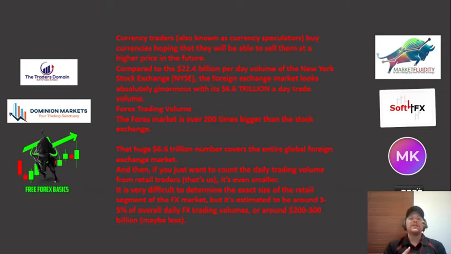So, compared to the $22.4 billion per day volume of the New York Stock Exchange, the Forex exchange market looks ginormous, with a $6.6 trillion per day volume. When I started it was $5.2 trillion. Now it's $6.6 trillion. And I think the comparison is, I'm sure everybody's heard about the New York Stock Exchange where they deal in stocks.